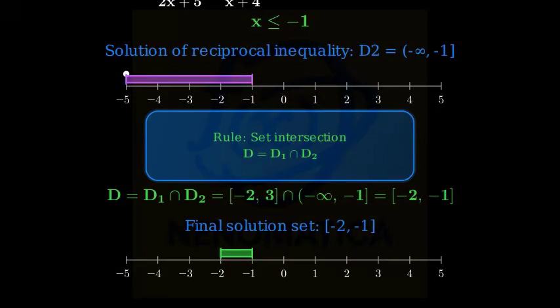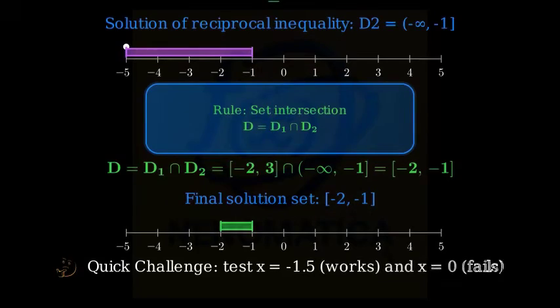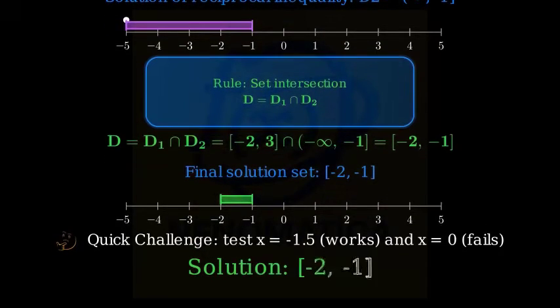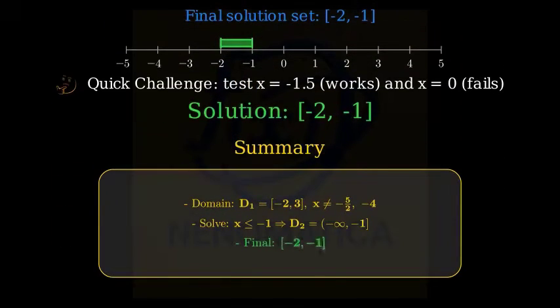Quick challenge. Pick a value inside the final interval, such as -1.5, and verify it satisfies the original inequality. Then try a value outside, such as 0, and see it fails. Great work! Summary. We computed the domain from the radicand and denominators, used sign analysis to safely cancel the common square root, compared reciprocals to obtain x less than or equal to -1, and intersected with the domain to get the final solution set.